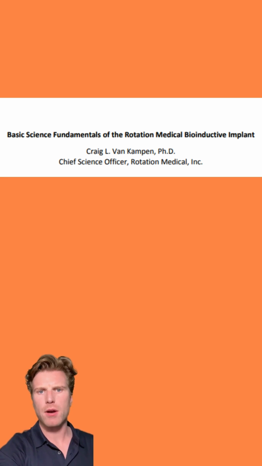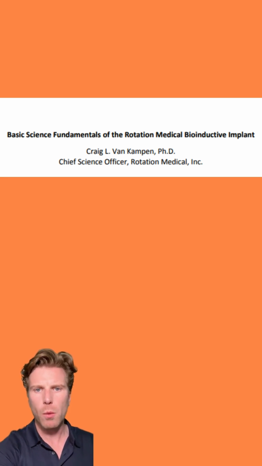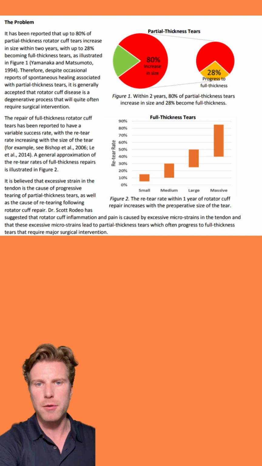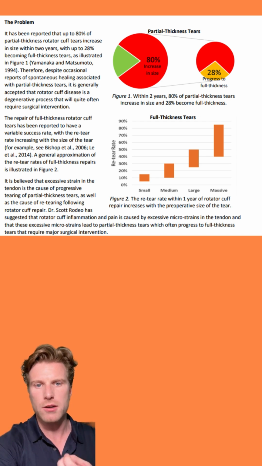Van Kampen's paper on the basic science and fundamentals of Regeneten was done a number of years ago, but what exactly did it look at and what did it talk about? The first thing it mentions and discusses is the problem associated with tendon tears. Tendon tears often get worse. Partial tears often go into full thickness tears, and full thickness tears that are repaired can often re-tear. This is because of the stress that's going through the particular part of the tendon.